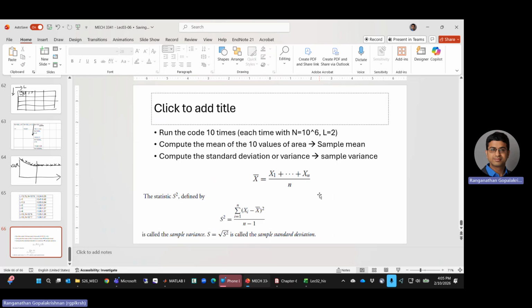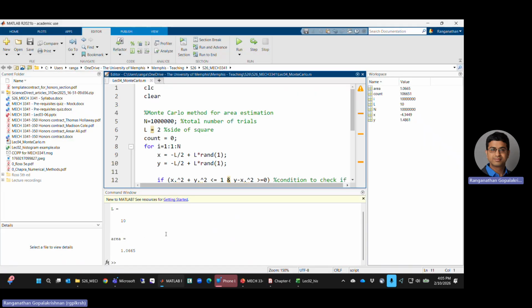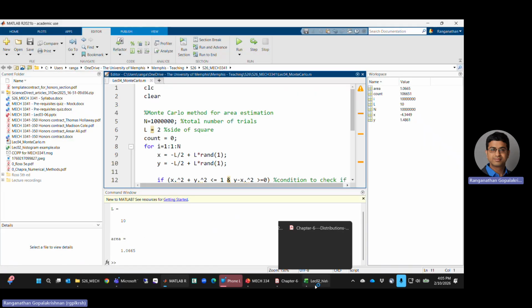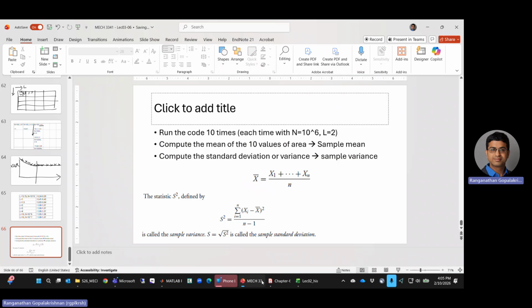So I want you to add 2 lines of code to the snippet that I have provided. I want you to add these two to figure out if you run this code 10 times, what's the sample mean and sample standard deviation? That's the question for next class.